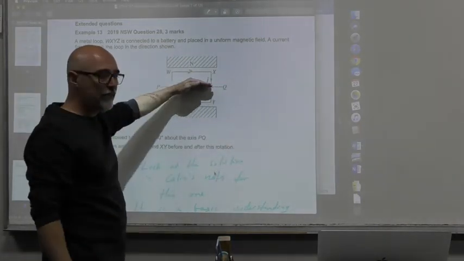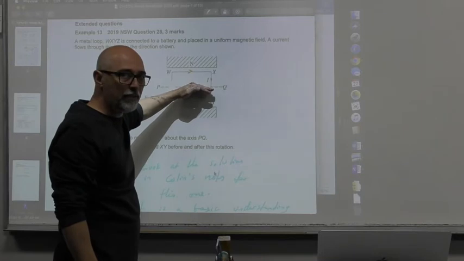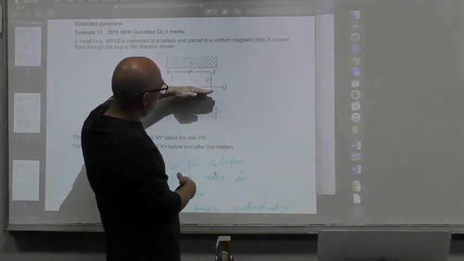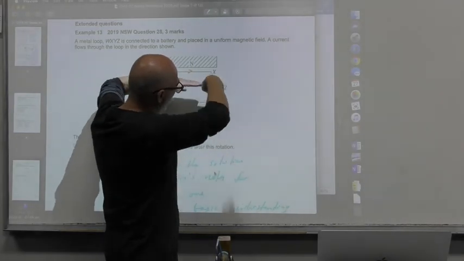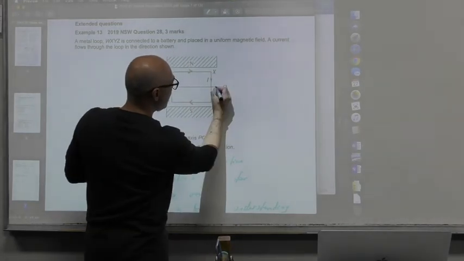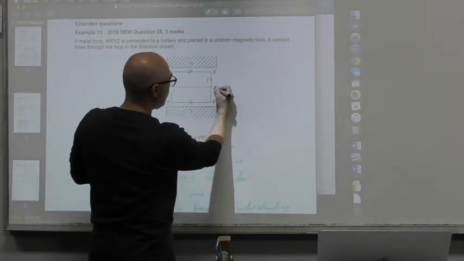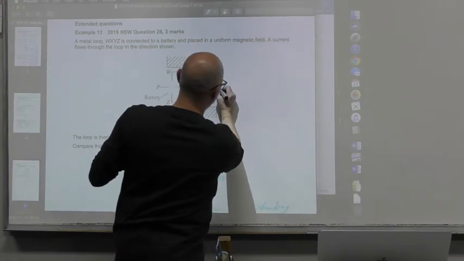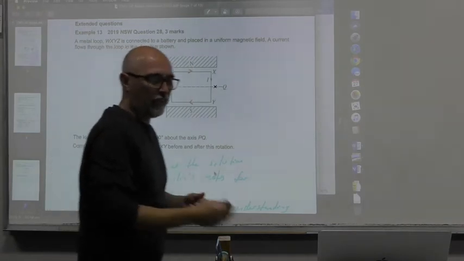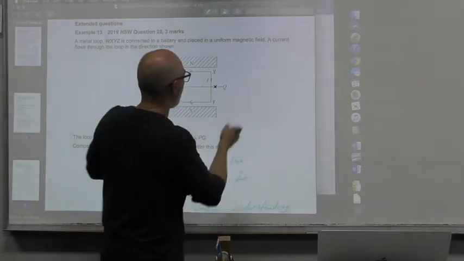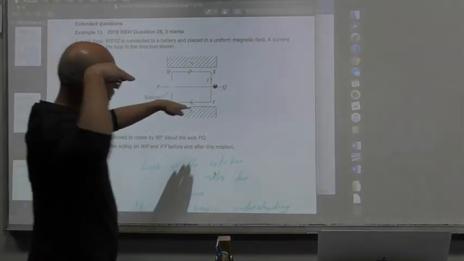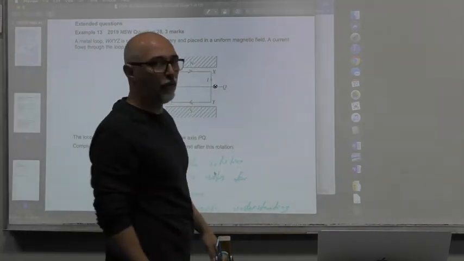So, what happens to the force on the XY in the vertical position? Well, if I rotate this way, then the wire XY will be moving down into the page. Its current will be moving away from you. So there's the wire heading straight into the board.